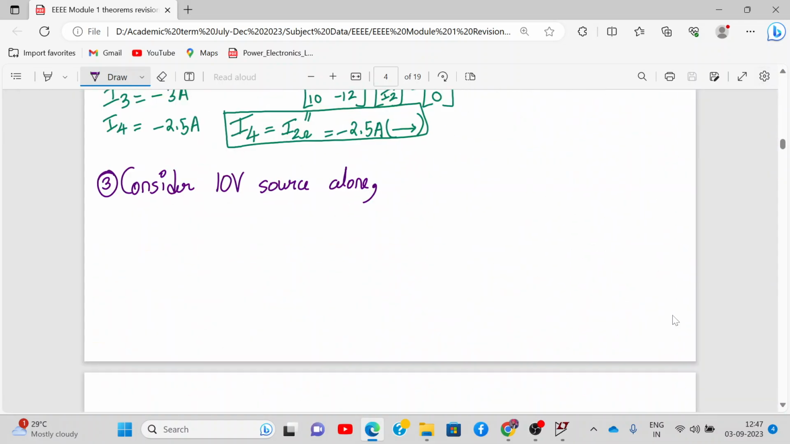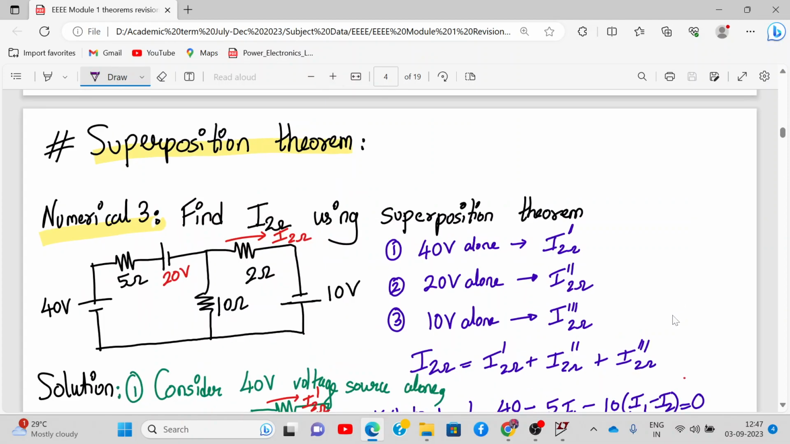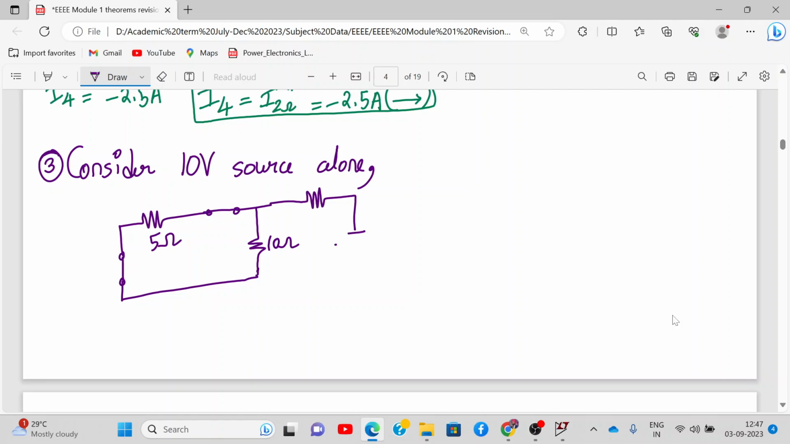So we'll go about the main numerical. When we consider the 10 volt voltage source, the 20 volt and 40 volt sources will be short circuited. Just remember that. So we'll do that exactly. Here it is a 5 ohm resistance. Here there is a voltage source that will be short circuited. Here again there is a voltage source, short circuited. Then we have 10 ohm. This is 10 volt and this is 2 ohm.